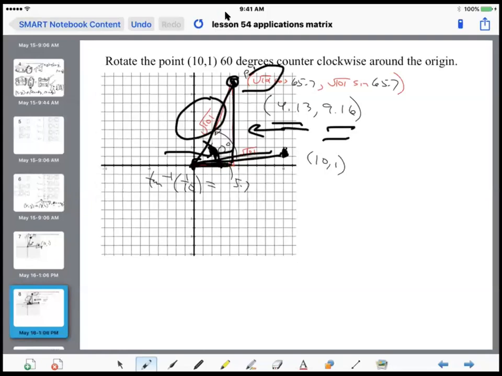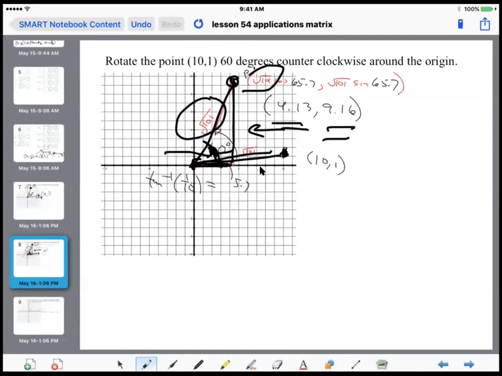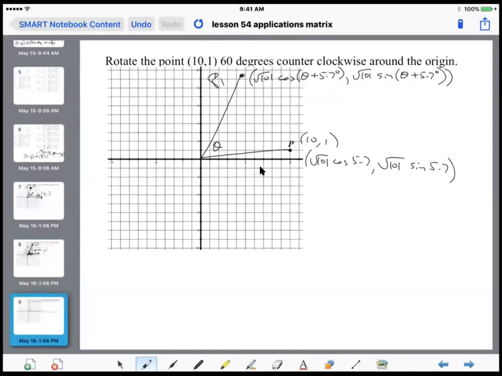Well, that method would require trigonometry, because you need a calculator. Otherwise, you wouldn't know that it was a 5.7 degree angle, this small angle formed by the x-axis and the initial line segment from 0 to (10, 1). And then you would need a calculator again, because you have to do cosine and sine of 65.7. So it would require 3 uses of the calculator. But this question could actually be done with no calculator. And it's going to have a very clever formula associated with it. Okay, so take a look.